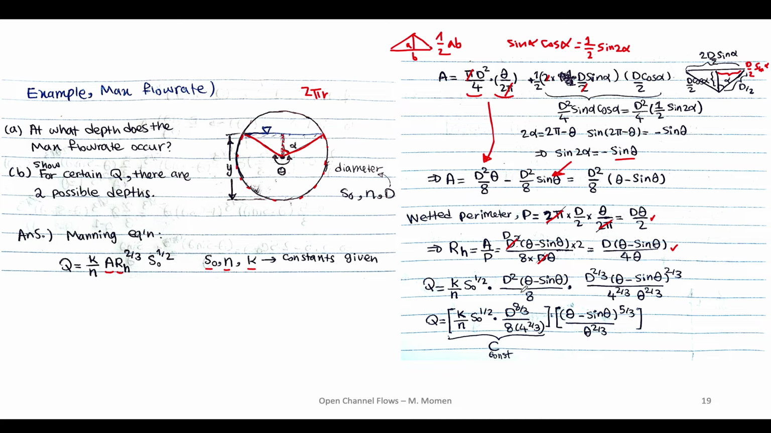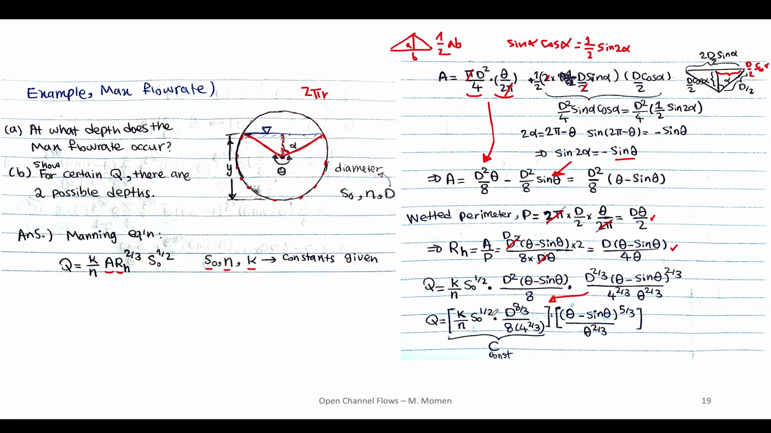Okay, so now I collect all the constant terms here, which are given in the problem. So k over n is constant, s naught is constant, d the diameter is constant. I cannot change it in this problem. And the only thing I can play with is theta or y here, right? So these are all the constant terms. I gather them in here.